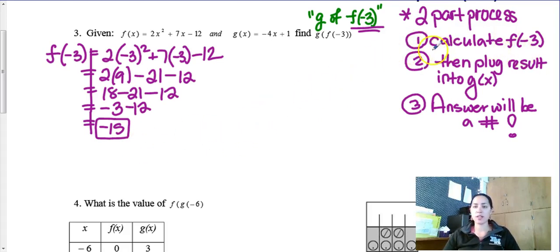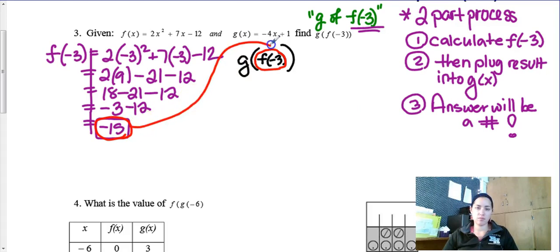So we just did this first part. Calculate f of negative 3. Now we're going to plug that into g, because think about what this really means. It says g of f of negative 3. Well, you just found f of negative 3. F of negative 3 is this number. So this becomes g of negative 15. That's what it means by plug the result into g, because you just found it. So now in this g of x function, wherever I see x, I plug this in, which is going to be negative 4 times negative 15 plus 1.